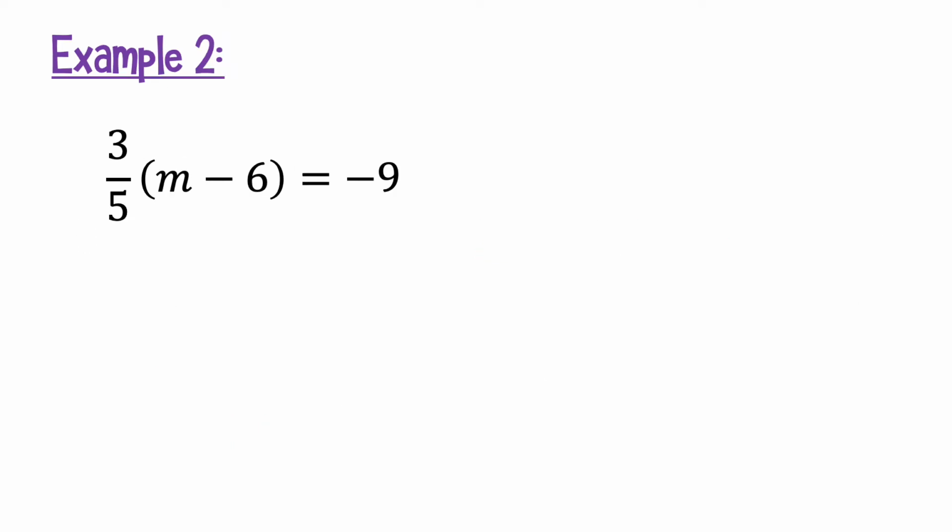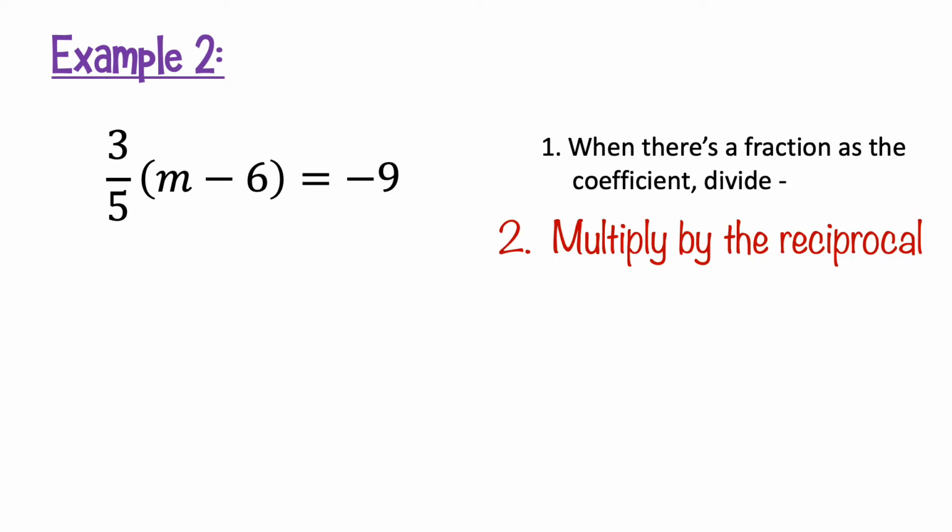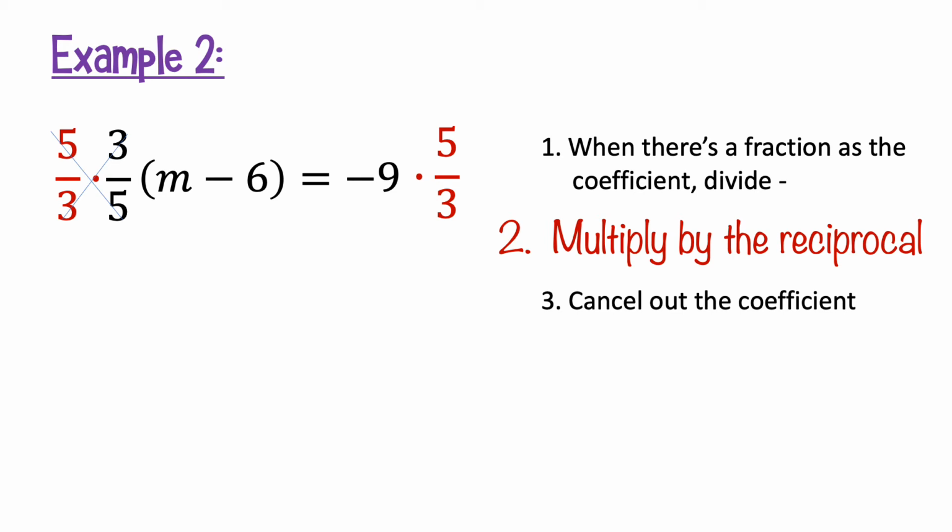In the second example, there's a fraction as the outside coefficient. We're also going to divide, but remember, when we divide by a fraction, we're actually multiplying by the reciprocal. So we're going to multiply both sides by the reciprocal. The reciprocal of 3/5 is 5/3. When we multiply by the reciprocal, we get to cancel out the coefficient, and we're left with m minus 6 on the left. When we cancel out the right side, we're left with negative 3 times 5, because the denominator becomes a 1. So we are left with m minus 6 equals negative 15.